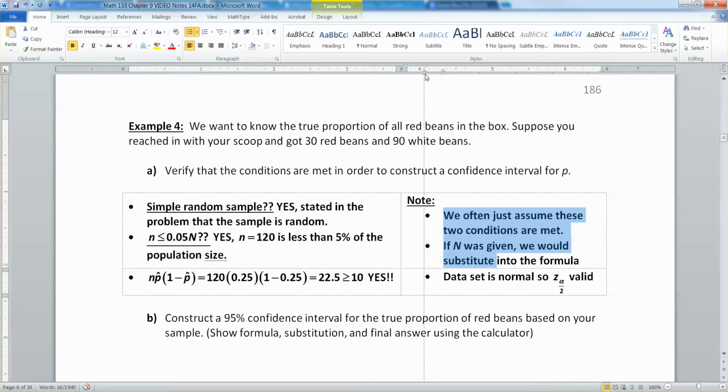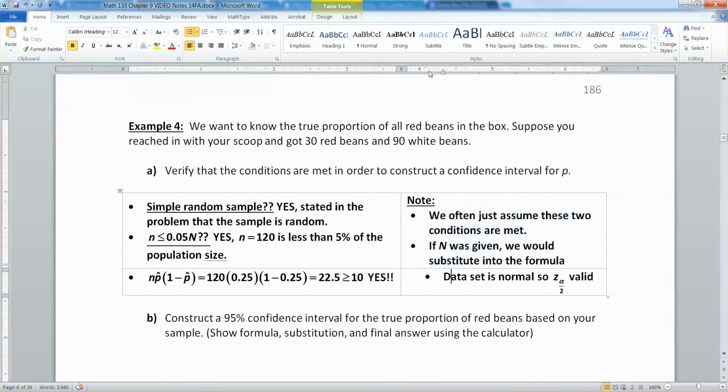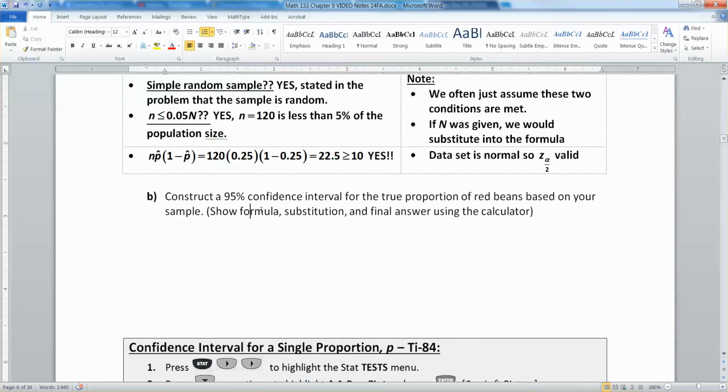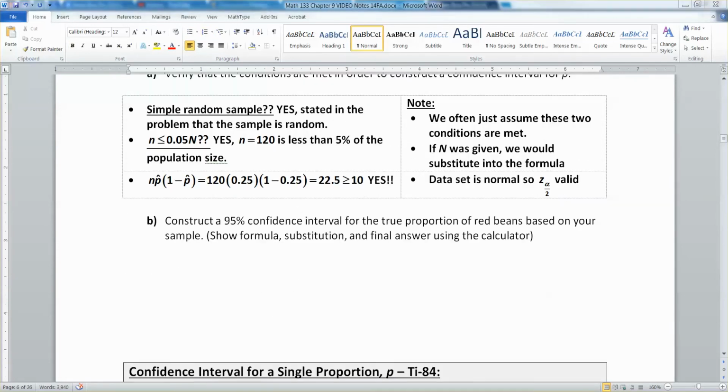All right, now that we know those things, we want to go find the actual confidence interval for once. We're going to really finally do it. Use the formula, show the formula, the substitution, and the final result. So here it is. You start off with the formula.